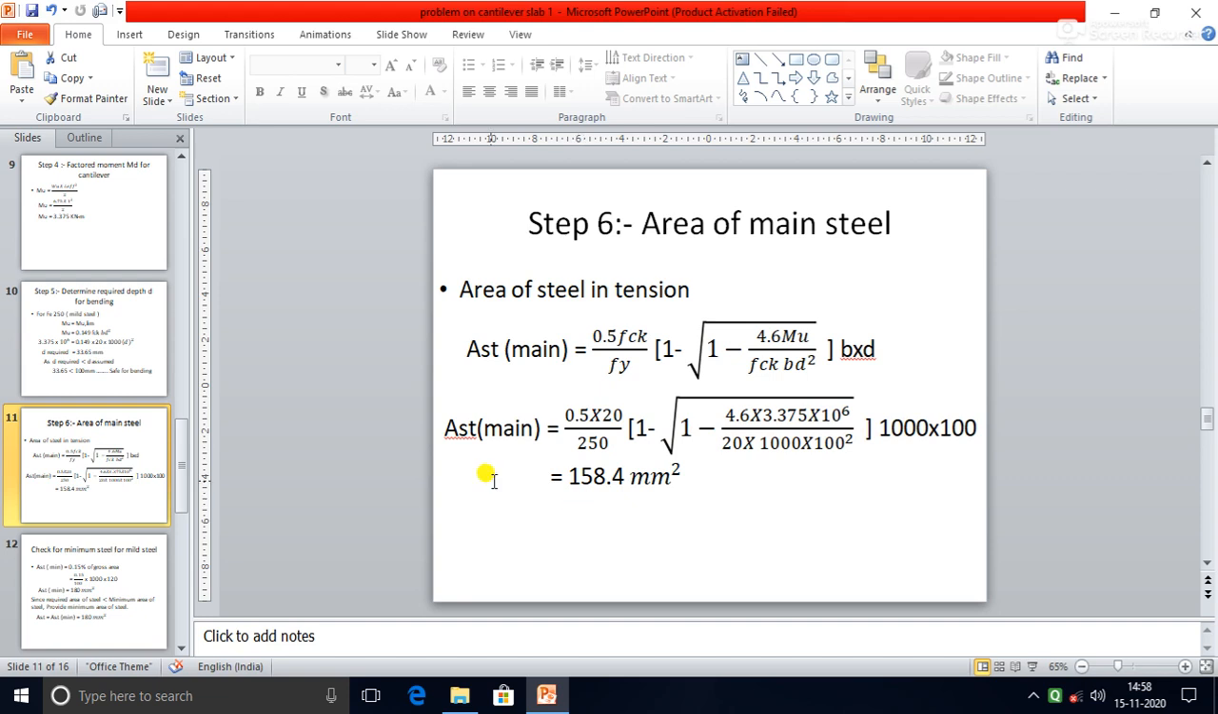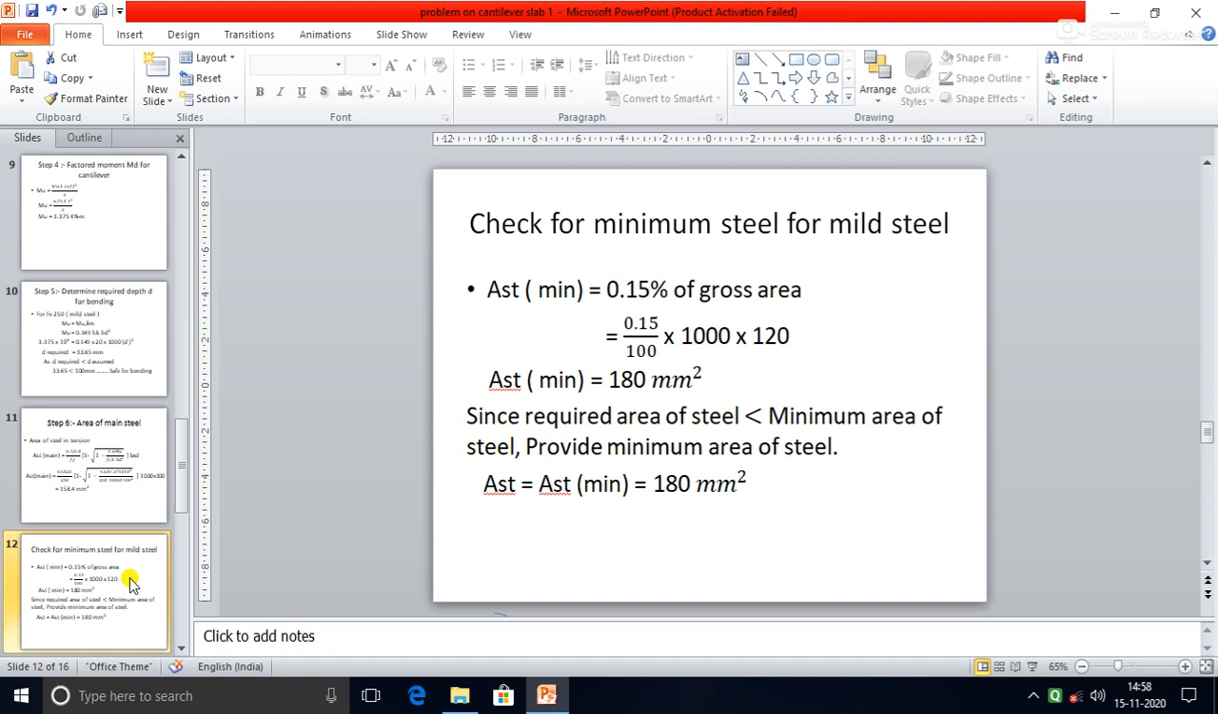After calculation of main steel, you have to calculate the distribution steel. The distribution steel for mild steel Fe 250 is 0.15% of gross area, that is 0.15 upon 100 of gross area, that is b into capital D. We have provided 120 mm as the overall depth and 1000 as the width. So Ast minimum provided is 180 mm square. Since the required area of steel is less than the minimum area of steel, provide the minimum area of steel as 180 mm square.